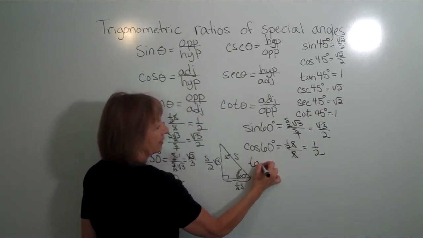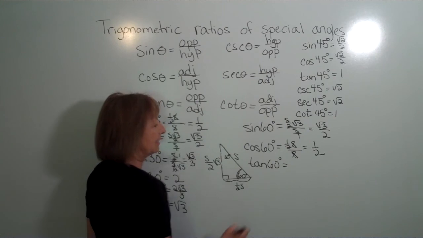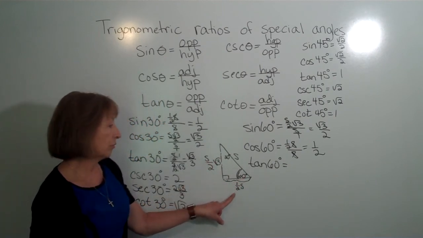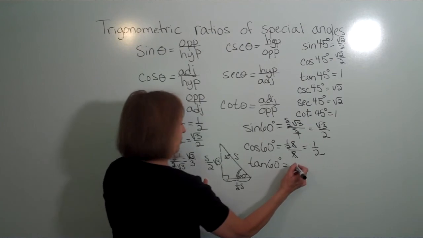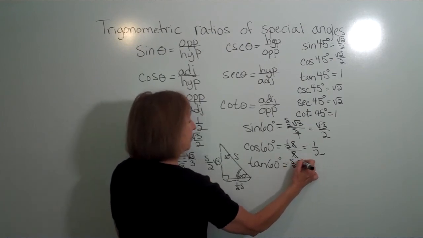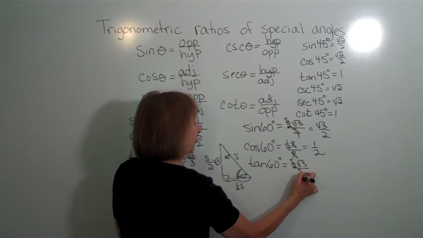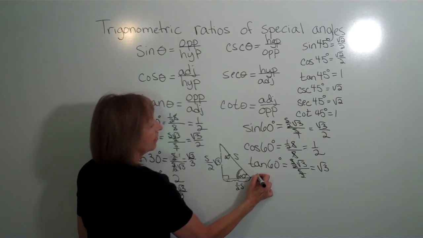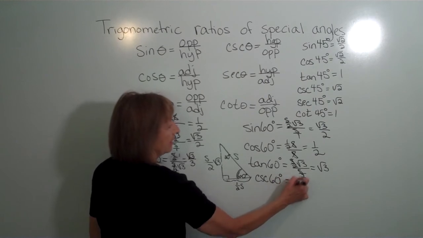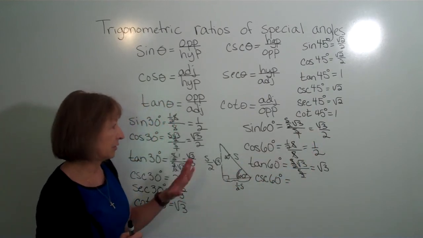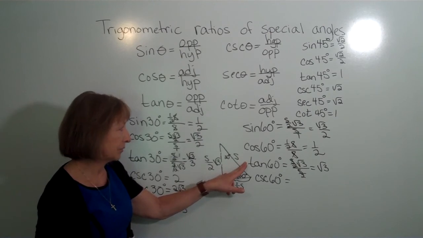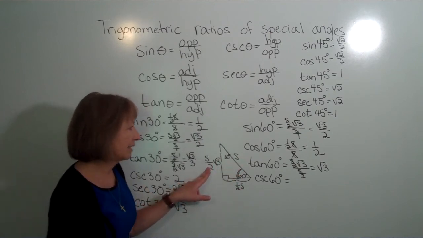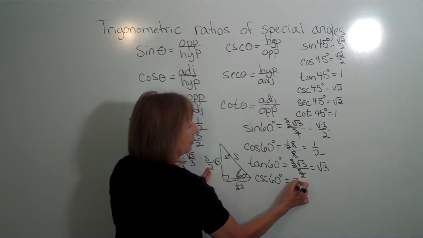The tangent of 60 degrees is the opposite over the adjacent. And so I have s over 2 times the square root of 3 divided by s over 2. And I just get the square root of 3. The cosecant of 60 degrees is the reciprocal of the sine of 60 degrees, or I can think of it as the hypotenuse over the opposite. And I will see that that is 2 times the square root of 3 over 3.